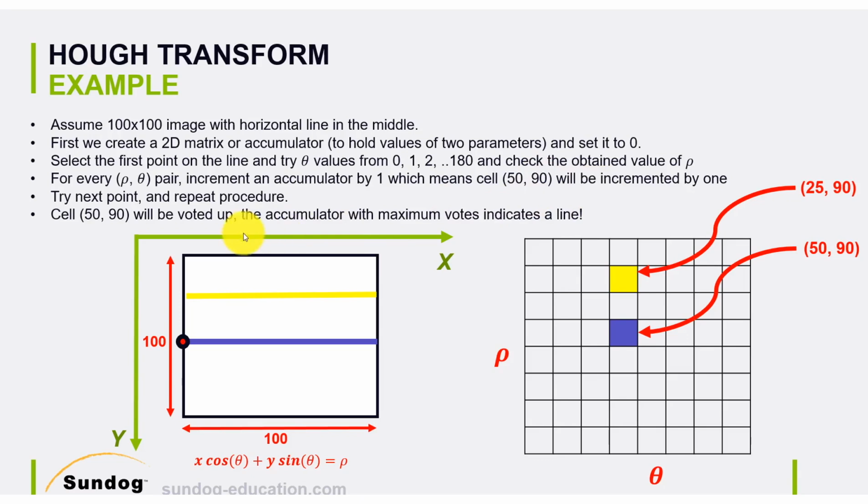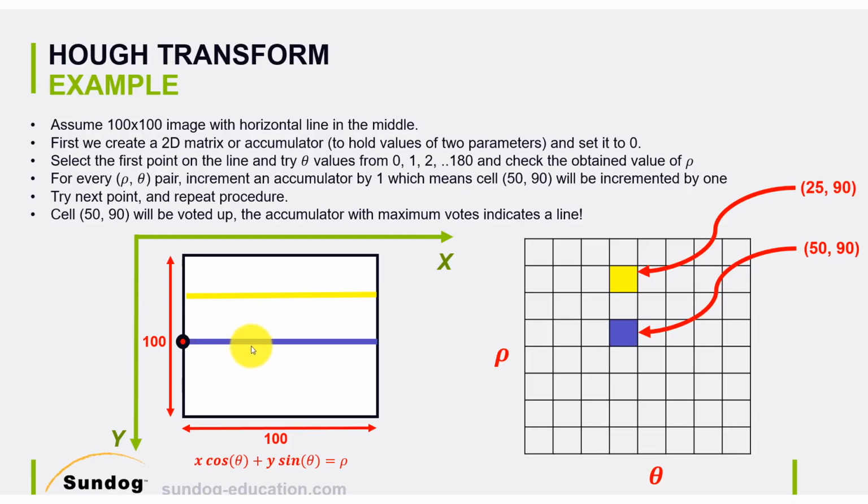So 50 and 90 indicates that rho, which is again the distance from the origin, is in the center exactly. Here the distance is 50 and the angle is 90, which is the angle from the origin to the line, 90 degrees. And that's why you will see in that specific cell, 50 and 90, every time I'm going to be incrementing it by 1.